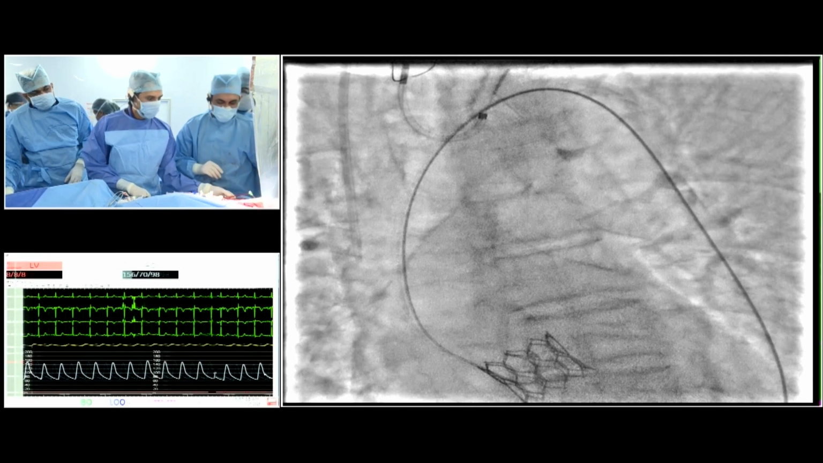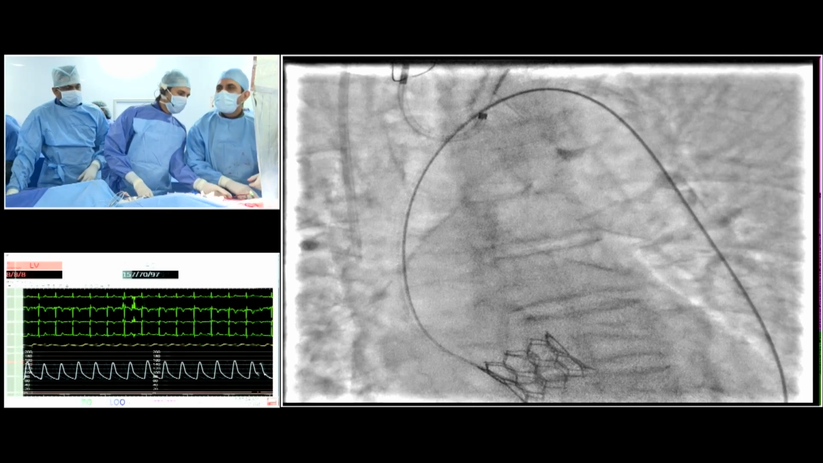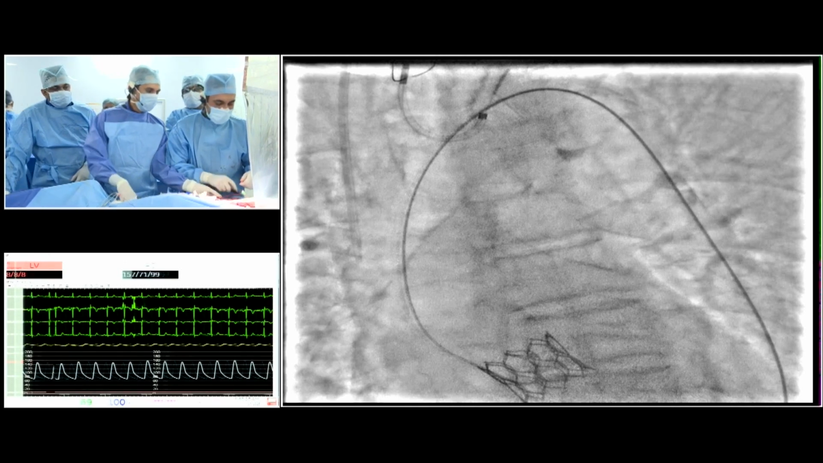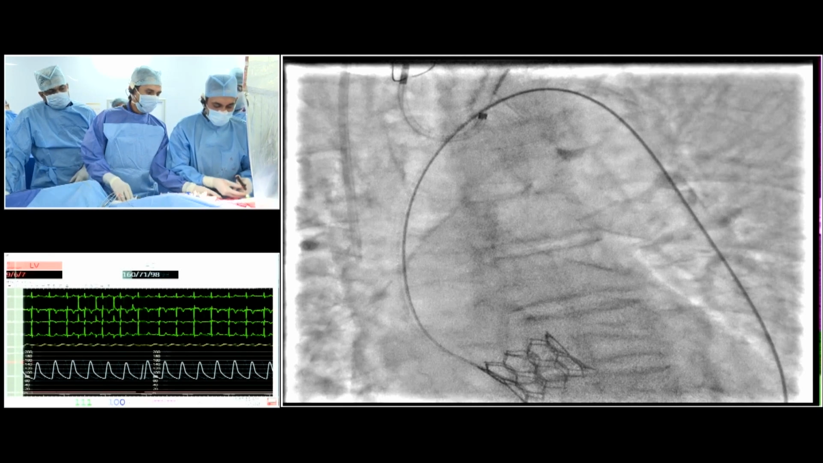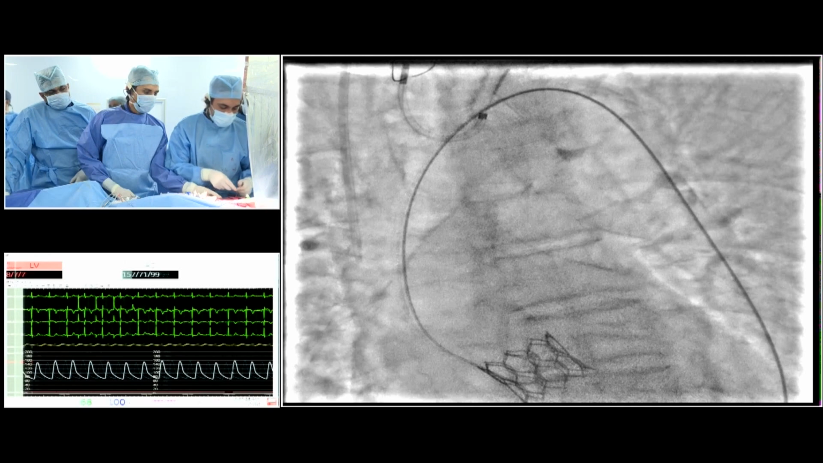Congratulations. I think you did this case beautifully, in a very slick fashion. And I also looked at the results of your center, and I think they're as good as any excellent center anywhere in the world. So I have to say congratulations. Thank you so much, and thank you for building a great program.